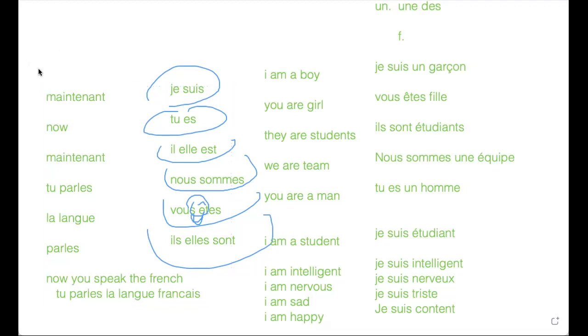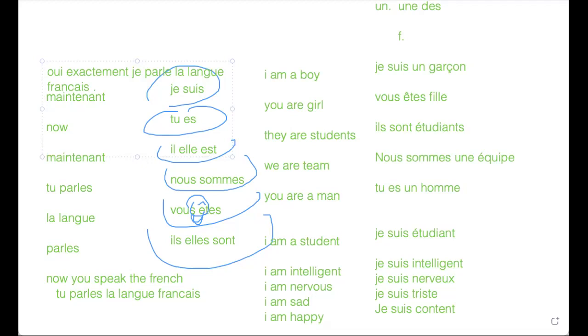So, répétez après moi. Exactement. Je parle. I speak. Je parle la langue. Je parle la langue française. Yes, I speak the language French. Oui, exactement. Yes, exactly. Je parle la langue. Is it clear to you? Français.